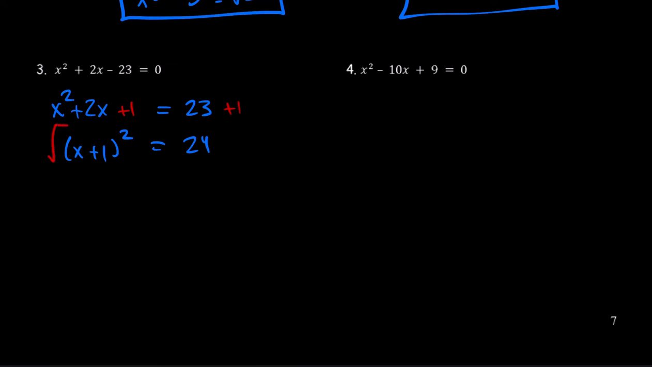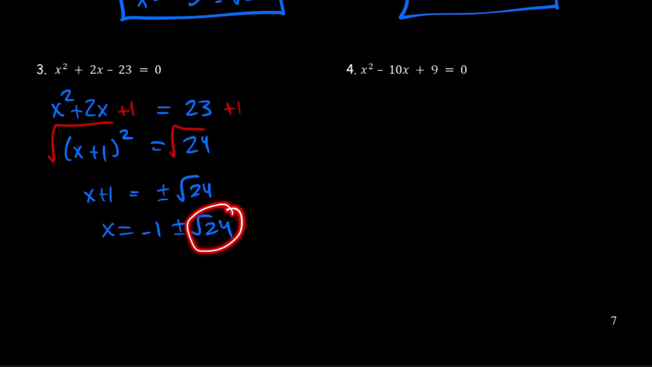Now we take the square root of both sides, and I get x plus 1 equals plus or minus square root 24. Subtract the 1. Now, before I circle this, notice 24. It's a little bit bigger of a number. 4 goes into 24, so I can actually simplify that radical. I'll break this up to square root 4, square root 6, and the square root of 4 is just 2. So my simplified answer would be negative 1 plus or minus 2 square root 6.